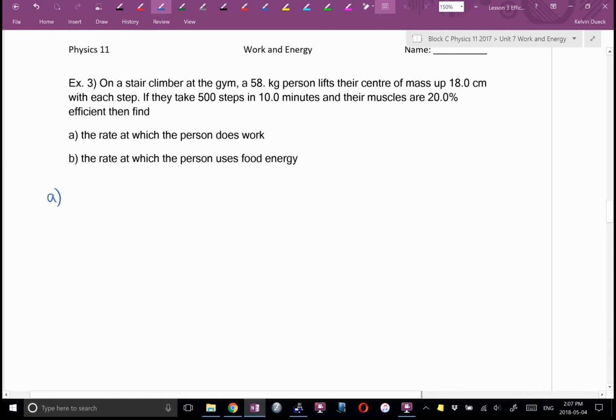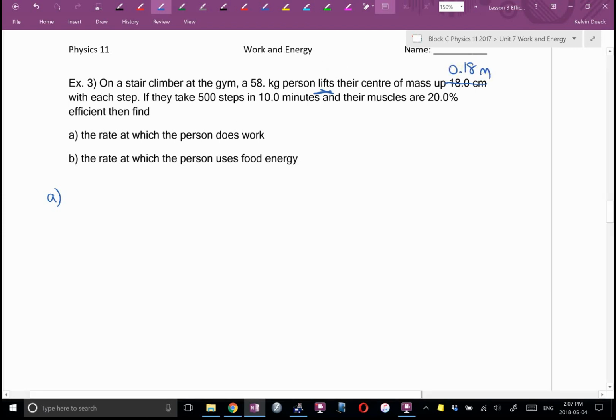Cool. On a stair climber at the gym, a 58-kilogram person lifts. I underline the word lift. Right away I'm thinking if I'm doing any work for lifting, it's going to be mgh. Their center of mass up 18 centimeters. Nice try. Cross out the 18 centimeters. How many meters? I'll give you a hint. 0.18.